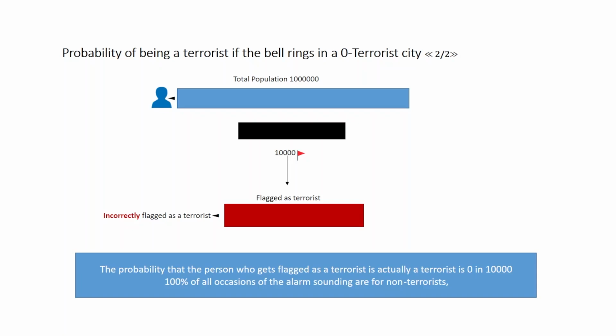As we see here, this is the population. We scan the whole population of 1 million people. In this population, we have no terrorists. Then we flagged everybody wrongly. Everybody that has been flagged was flagged wrongly in this situation.